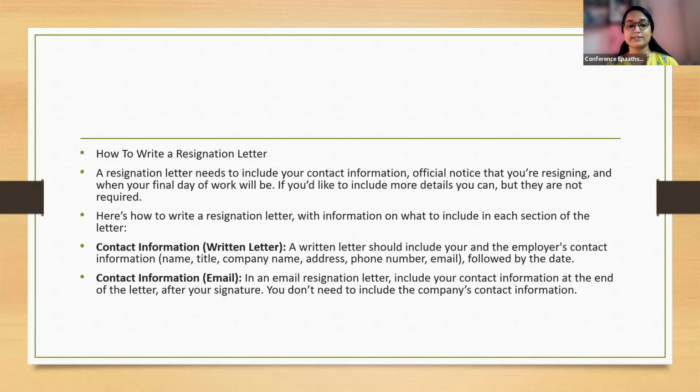Here is how to write a resignation letter. It's information on what to include in each section of the letter. So contact information: the written letter should include your and the employer's contact information like name, title, company name, address, phone number, email, followed by the date. In an email resignation letter, include your contact information at the end of the letter after your signature. You don't need to include your company's contact information.